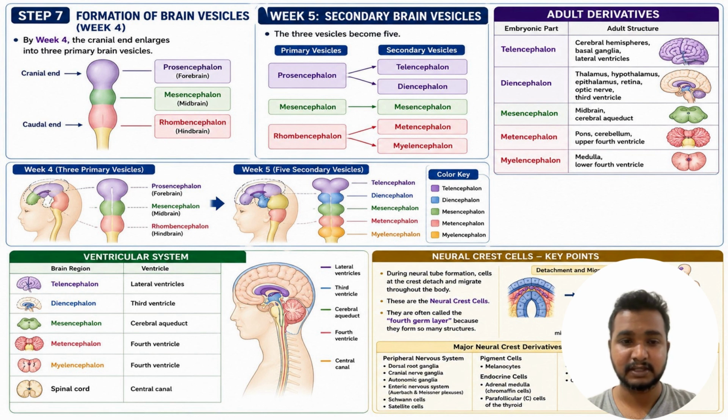Now let's summarize this in a simple way. 3 primary brain vesicles become 5 secondary brain vesicles. The forebrain becomes the telencephalon and diencephalon. The midbrain remains the mesencephalon. The hindbrain becomes the metencephalon and myelencephalon. If you remember this sequence, you can easily understand the origin of every major part of the adult brain. In the next slide, we will examine these brain regions individually and understand how each one contributes to the structure and function of the mature nervous system.